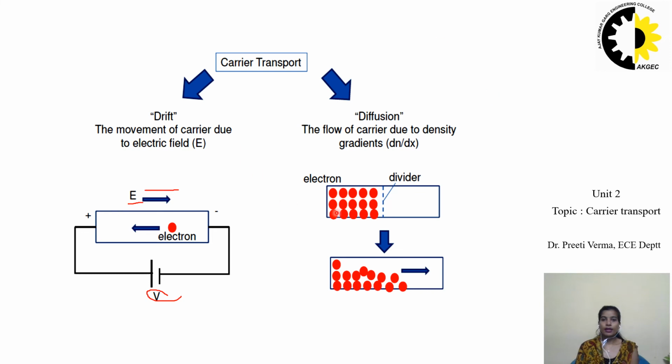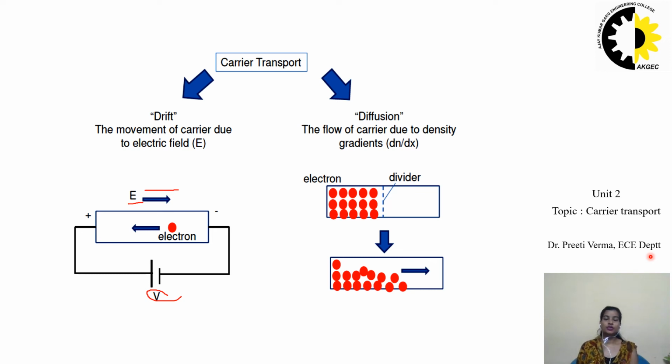So on the left-hand side we have a high density of charge carriers, and on the right-hand side we do not have any charge carriers. So there is a charge carrier gradient. On one side there is a high density of charge, on the other side there is no charge carrier. So charge carriers from the high density side will move towards the low density side. This type of movement of charge carriers is called diffusion of charge carriers.